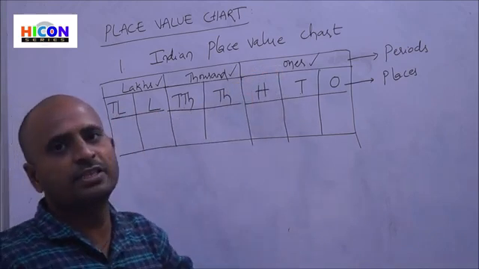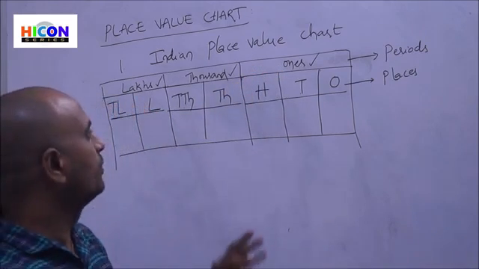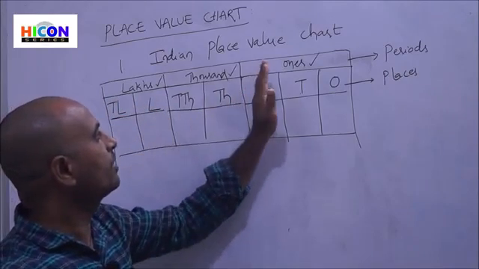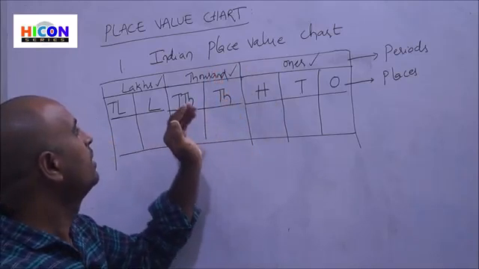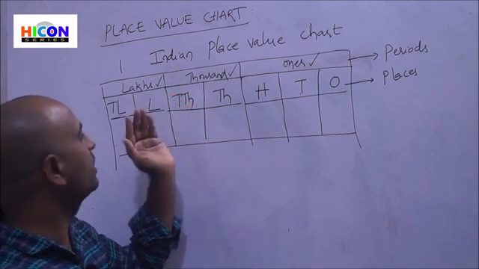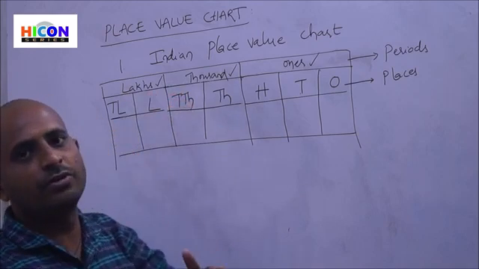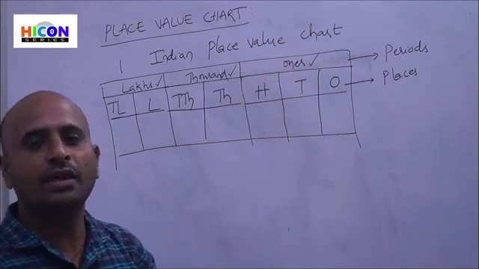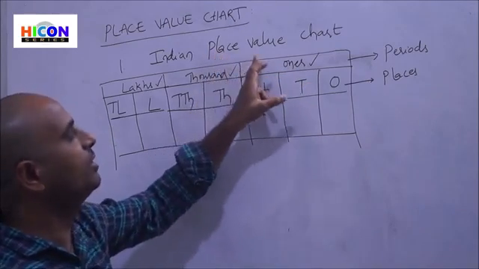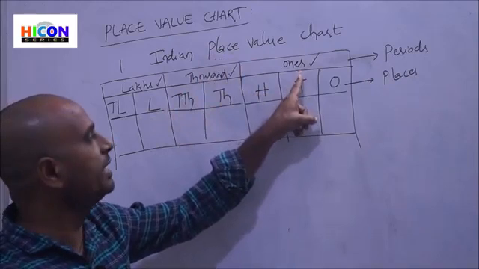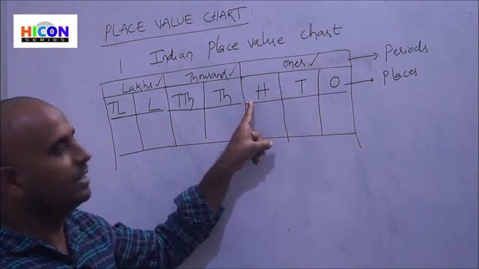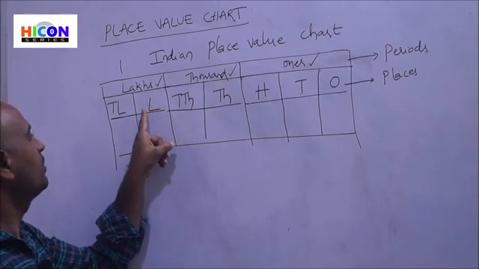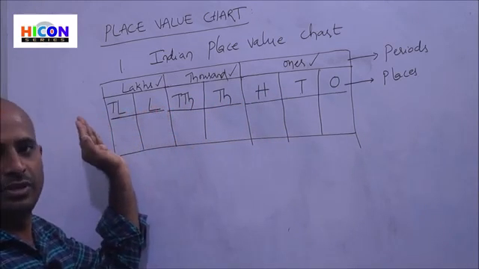By using these periods we can put commas. We put a comma after each period in the given number. After the ones period we put one comma, after the thousands period we put another comma, and after the lakhs period we put another comma. So in the Indian place value chart, the first comma should be placed after 3 digits, the second comma after 2 digits, and the next comma also after 2 digits.